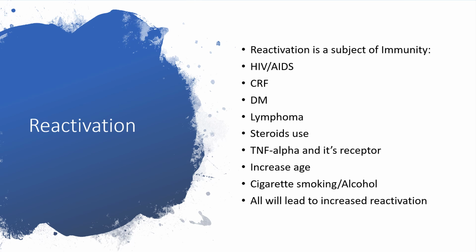Reactivation. What will happen to get to that stage? Reactivation is a subject of immunity, and of course, we don't need to waste our time. Decreased immunity: HIV leading to AIDS, chronic renal failure, diabetes mellitus, lymphoma, steroid use, tumor necrosis factor alpha and its receptor. Increased age. The older you become, the more the immunity will wane down, and the more the probability of having latent TB being reactivated. Cigarette smoking and alcohol all will lead to increased reactivation.